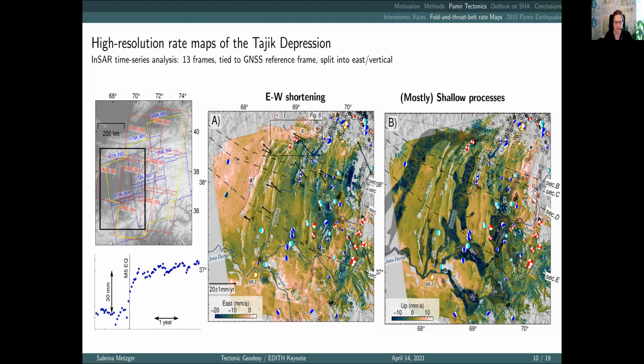But we also see a multitude of other processes, like this salt fountain, which has very high extrusion rates. And then we see this tiny earthquake that I mentioned before in this time series.